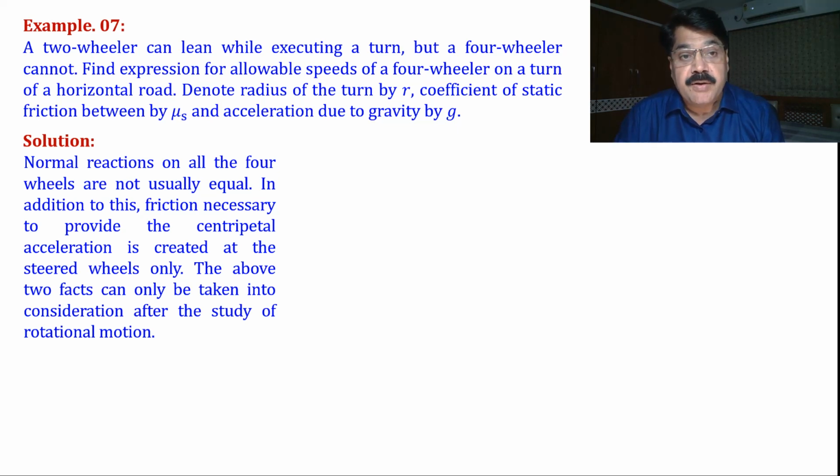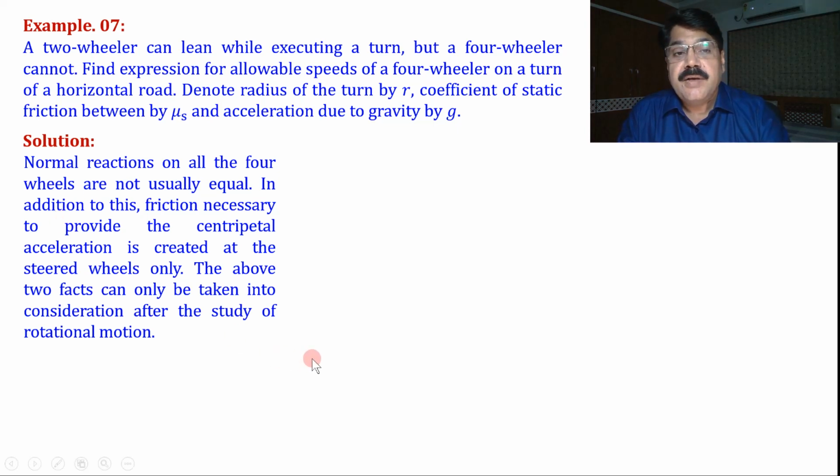One more thing you will study in rotational motion: when the vehicle is steered, the necessary friction to provide centripetal force is available only on the steered wheel. So to calculate friction for centripetal force, we cannot use the entire mu s mg. It will be less than mu s mg, because the front wheel will be only partially loaded. There will be some normal action on the front wheels and some on the rear wheels also, and all these normal actions will balance the weight. This fact is very important, but we can analyze it only in rotational motion.